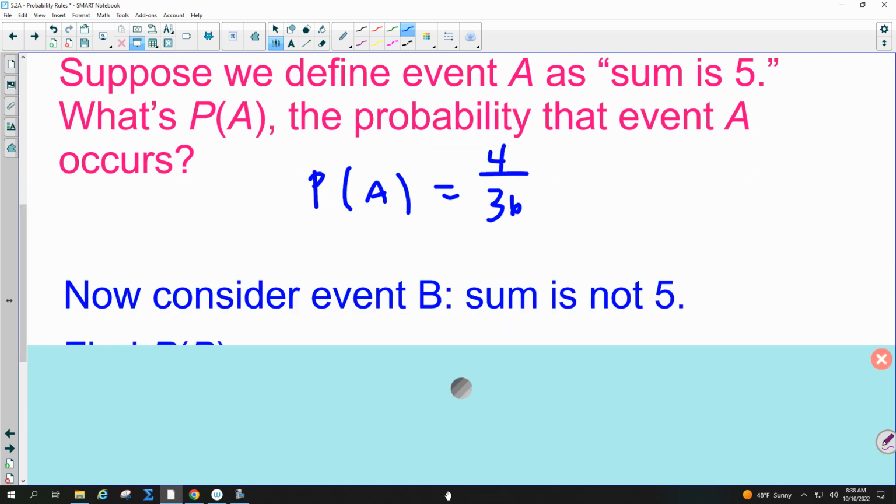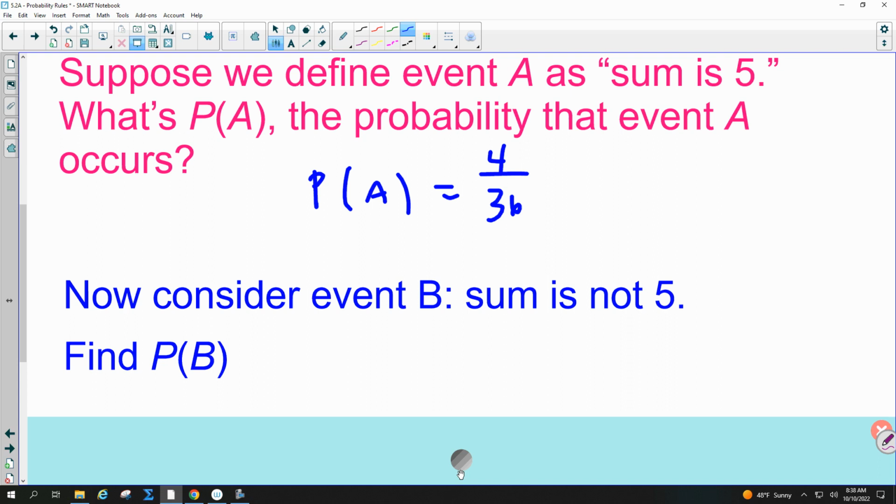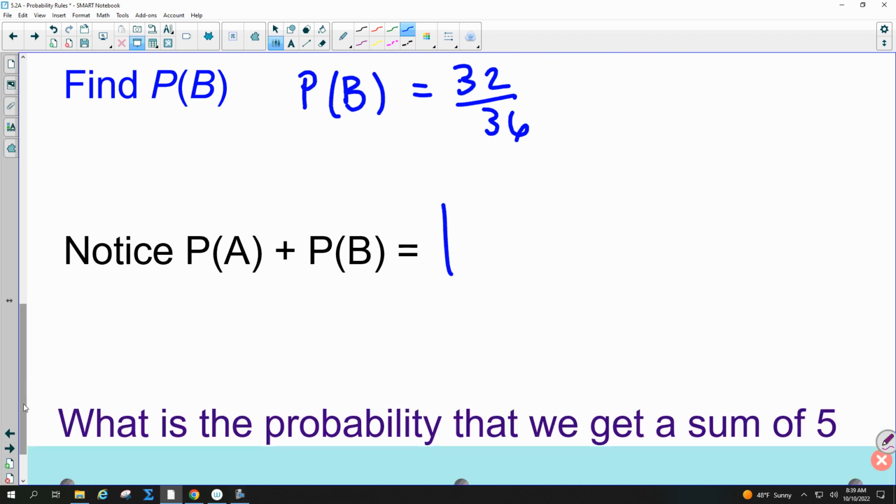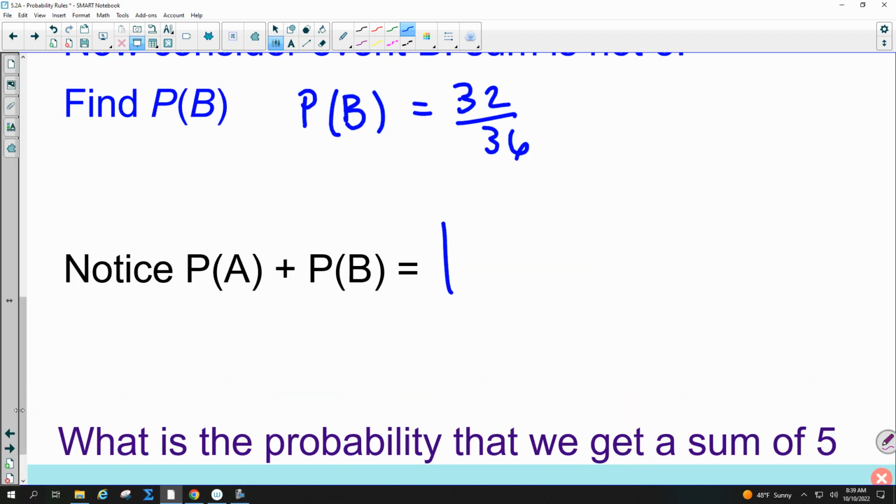Now consider event B. Sum is not 5. What'd you say? 32 out of 36. Everybody agree? Not a 5, so you just count up all the other ones, or do 1 minus, right? So it's 32 out of 36. And yes, you could reduce. Notice those add to 1. Wow. Okay. This is so great. You're like, I just want the homework and tests to be exactly like this.